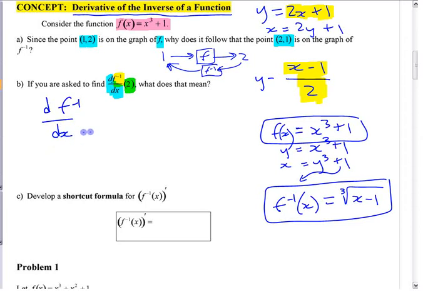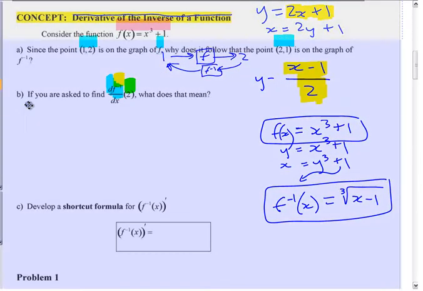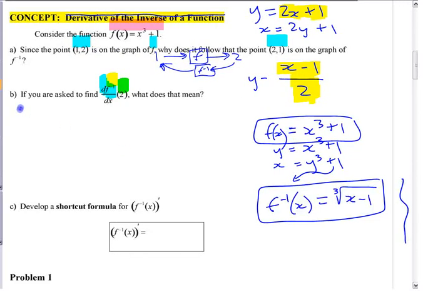You could also say it like this: derivative of the inverse evaluated at x equals 2. You could do that, or at 2, right? So if you want words here, it means derivative of the inverse at 2. Okay, derivative of the inverse at 2.